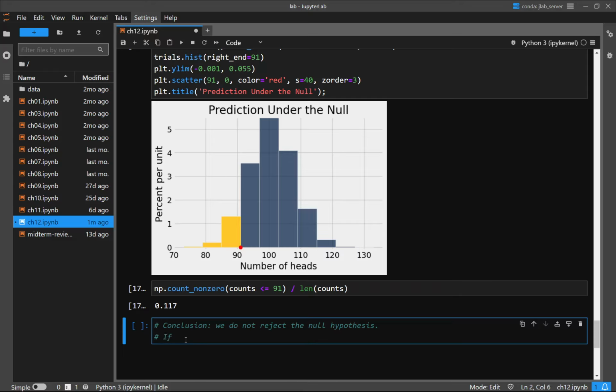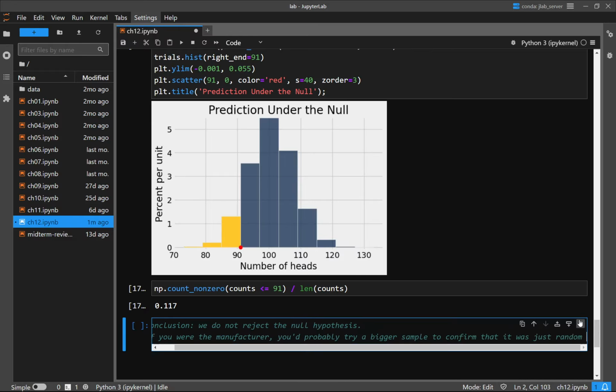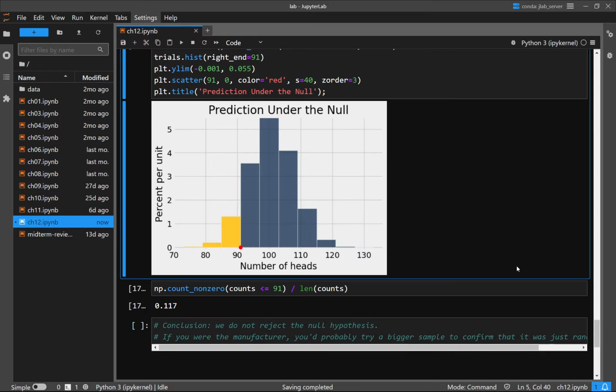So if you were the manufacturer, you'd probably get a bigger sample size, you'd survey more people. You'd want to try a bigger sample just to confirm that it was really random chance, because if you do it with more people, these values won't fluctuate as much, I hope you can imagine. All right, bigger sample to confirm that it was just random chance. So that's the moral of this story.